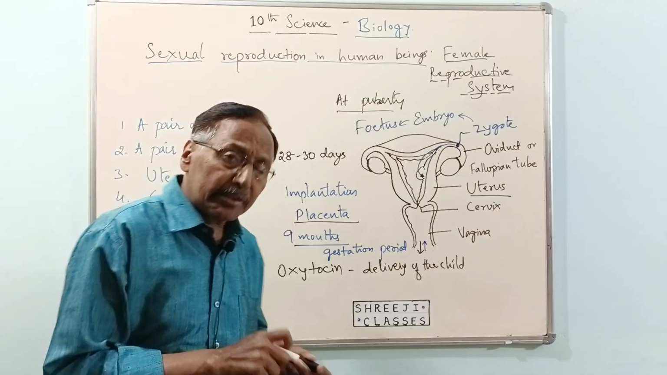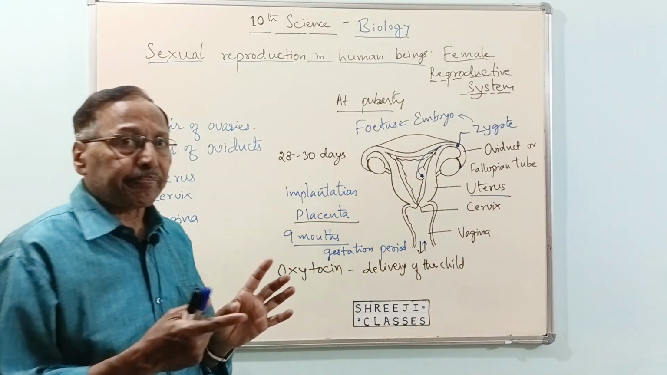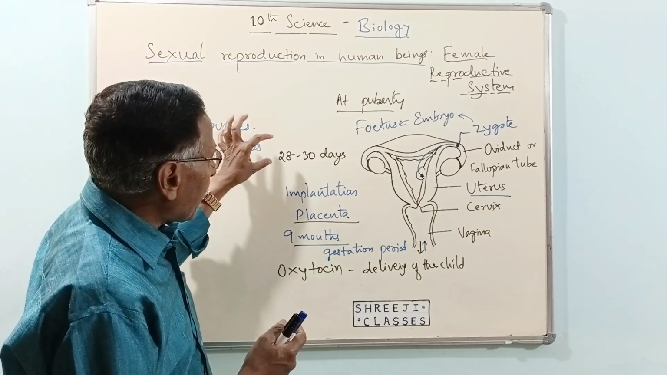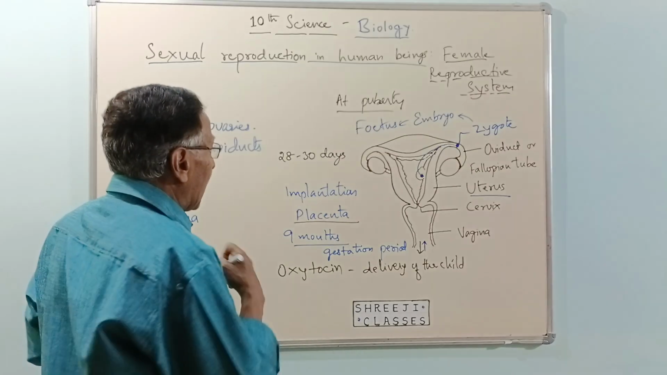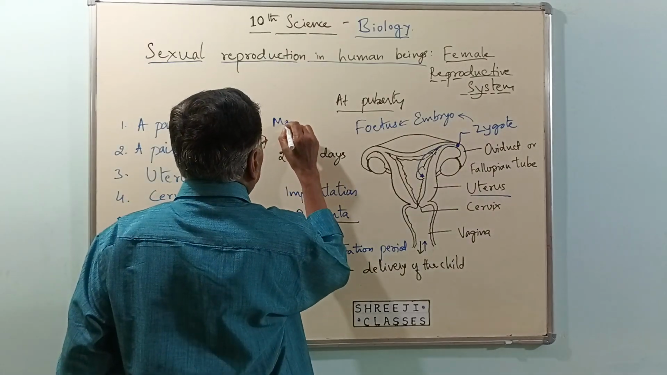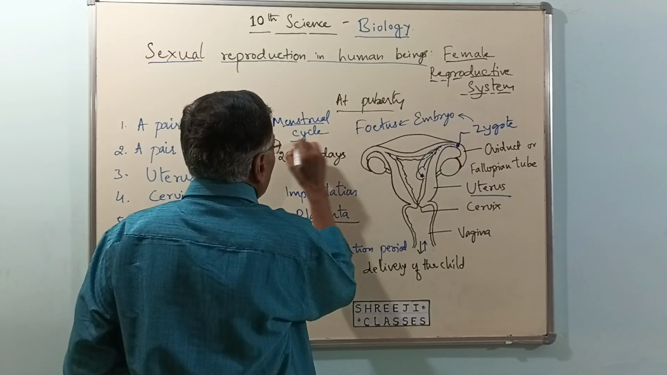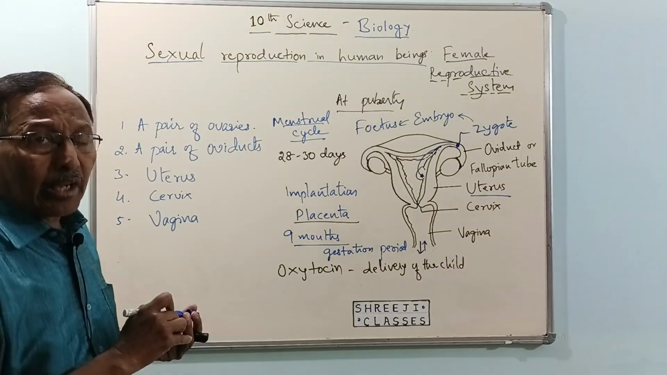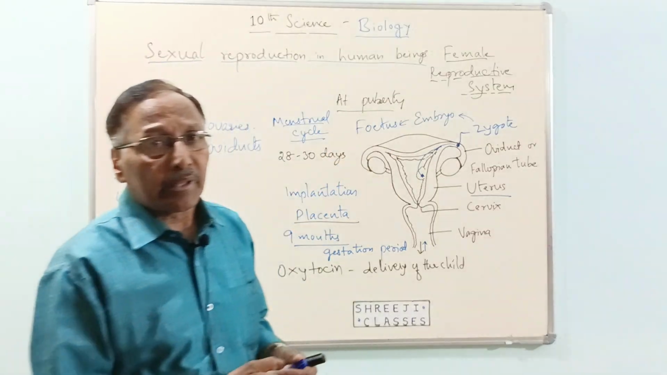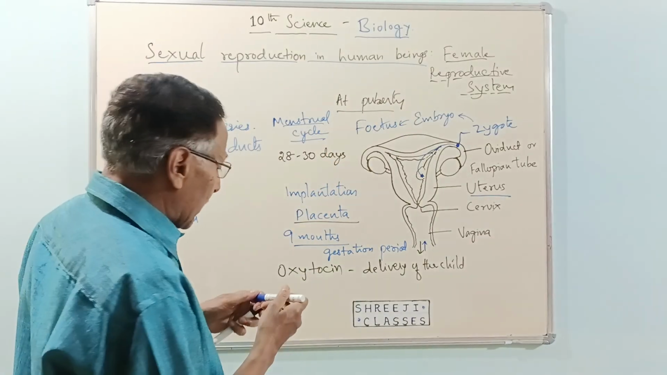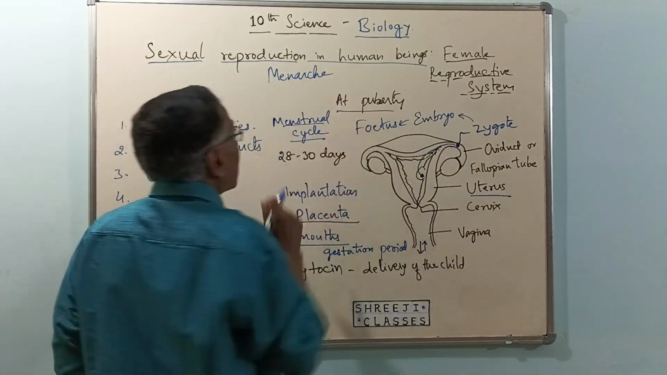One egg is released from each ovary alternately within a period of 28 to 30 days. This is called as menstrual cycle, which begins at the age of puberty. And this beginning of menstrual cycle we call as menarche.